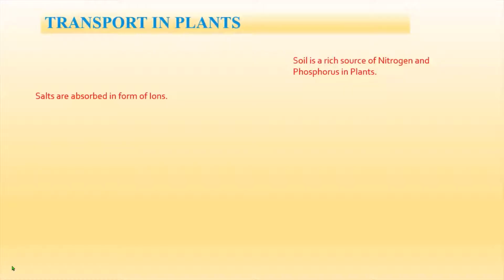As you know, the soil is the main source of nutrients for the plants. The plants take in water and many minerals from the soil through the roots. The salts are absorbed in the form of ions in plants. The carbon dioxide is taken up by the leaves from the atmosphere. In this chapter, we are going to learn how these nutrients, minerals, water, etc. are transported from cell to cell in plants.